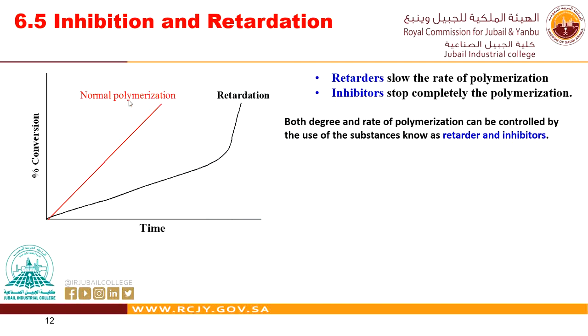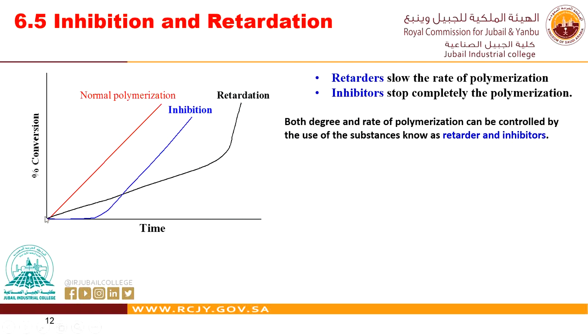But if the conversion is not increasing at the same rate the time is increasing, you see, if you have here, at this time, the conversion is low compared to this one, it means that this polymerization is slow, and this polymerization is called what? Retardation. And then the last one, which is called inhibition.